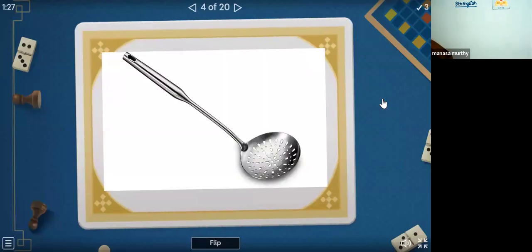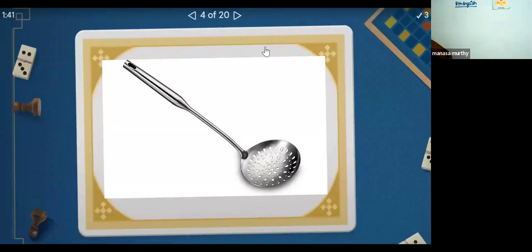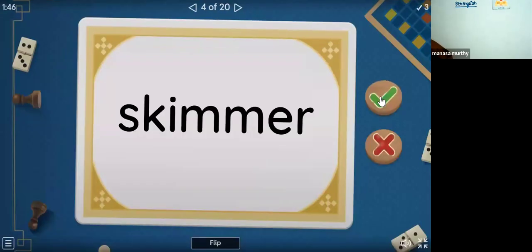Okay. This one. What can we call this in English? Spoon, pan. This is not a spoon. No. This is called a skimmer.